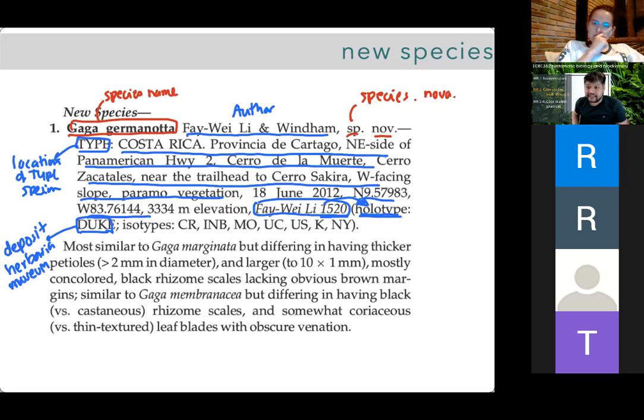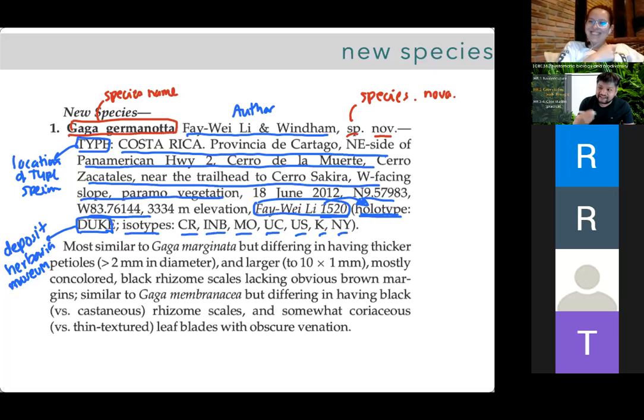So this is where you keep them. If you want to see this Gaga germanata, you have to go to Duke, which is the university in North Carolina. And the isotypes, the duplicates that were collected at the same time as Fairville 1520, are deposited at CR, INB, MO, UC, US, K, NY. It's like, what are these people?